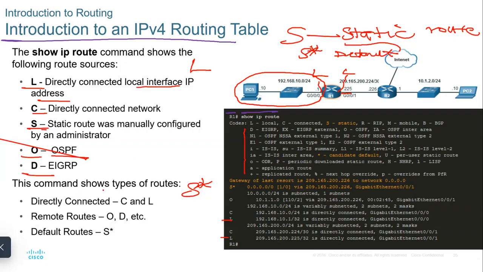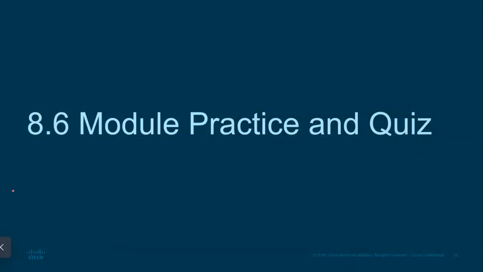So this command shows the types of routes. Directly connected routes are combined, you have C and L, because L is derived from C. Then for remote networks, you can use OSPF, EIGRP, and even others. Then we have the default route, where we have S with an asterisk. So I think that is the end of this session.